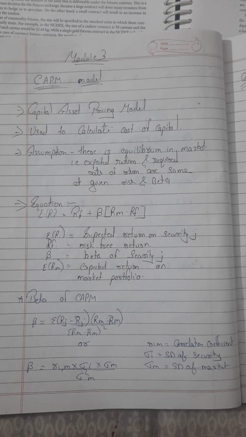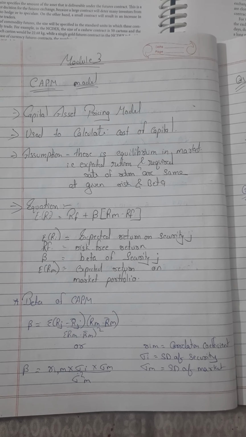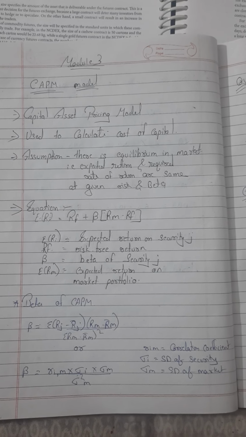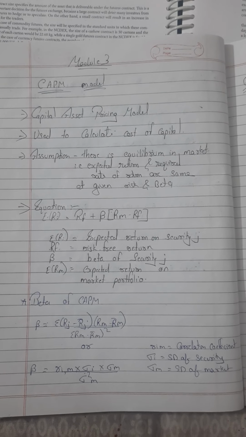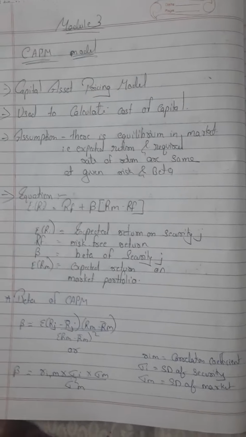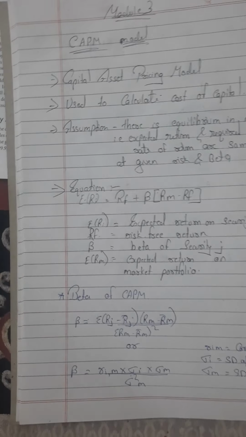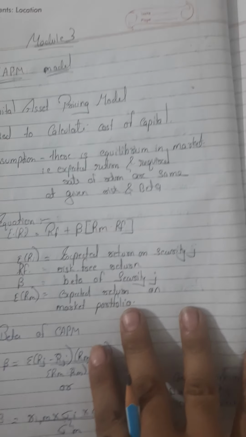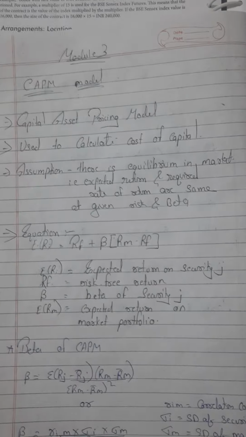It assumes that the expected return and required rate of return are generally the same at the given risk and beta factor. What is the beta factor? Beta factor is the consistent risk rate or risk factor, the risk coefficient in the market.